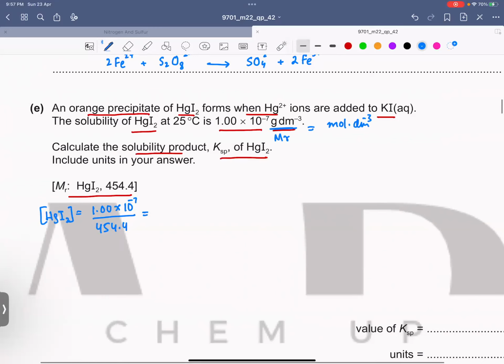So can anybody tell me the concentration over here? I said 2.2 × 10^-10.